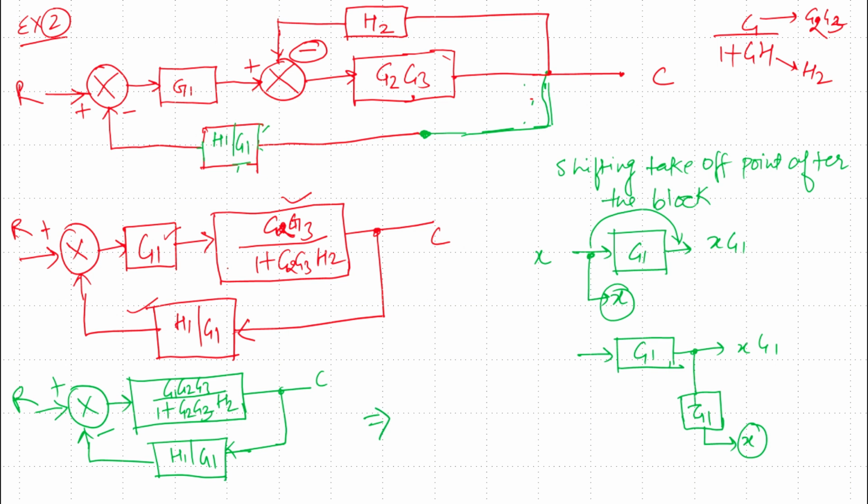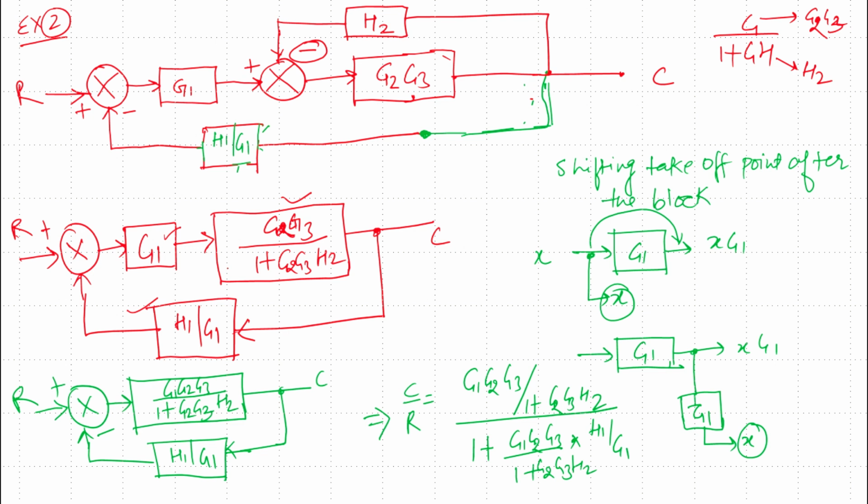Now we can simply apply the closed loop reduction method, where this is the gain G and this is the feedback H. So I am writing the overall transfer function C by R equals G divided by 1 plus GH. G is G1, G2, G3 divided by 1 plus G2, G3, H2, and H is H1 by G1. So we can further simplify this and calculate the transfer function.